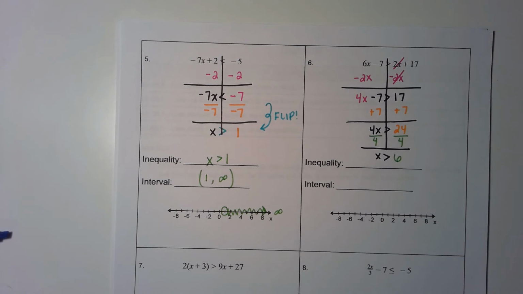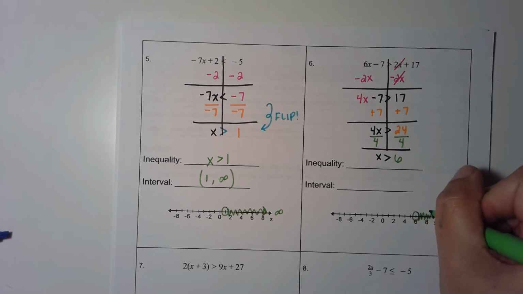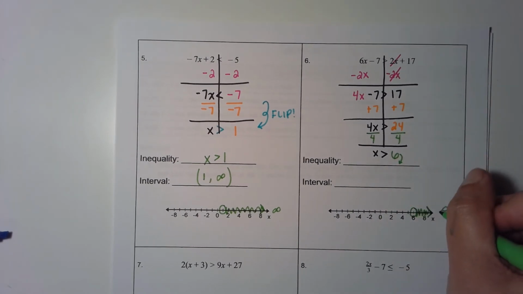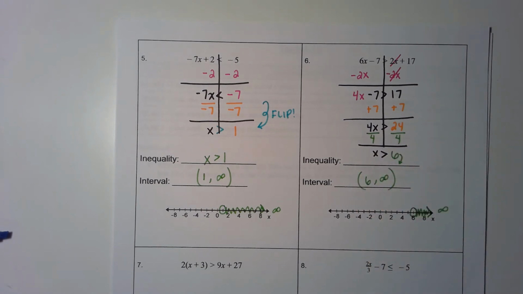For my interval, I often find it easier if we make the graph first. So I'm going to go ahead and put an open circle on the 6 and shade to the right. And then that means that my interval would be from 6 to infinity, and I'm going to use a parentheses for both because it's an open circle and an infinity.